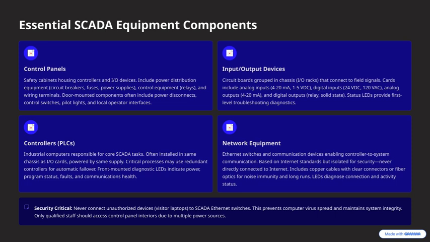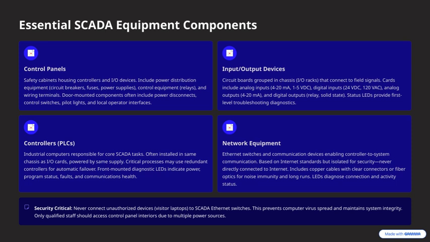Next are the controllers, or PLCs. These are circuit boards grouped into chassis, known as I/O racks, which connect directly to field signals. They include various types of cards, analog inputs for signals like 4-20 mA or 1-5 VDC, digital inputs for 24 VDC or 120 VAC signals, and outputs for controlling devices through relays or solid-state components. The LEDs on these controllers provide first-level troubleshooting, helping us quickly identify issues.